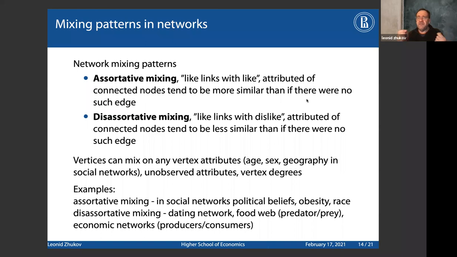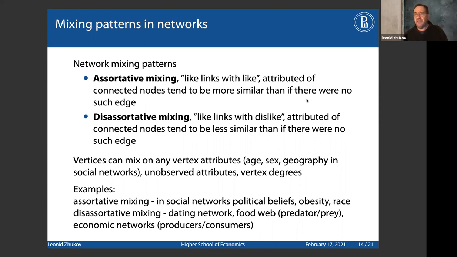We can think about assortative mixing as like links with like, so similar links with similar. When an edge is formed, the attributes of the two nodes can be more similar for those that are connected, or less similar for those that are connected. Like links with like is assortative mixing. Like links with unlike is disassortative mixing. For example, if you think about income, usually people of similar income are friends, so it is assortative mixing again.